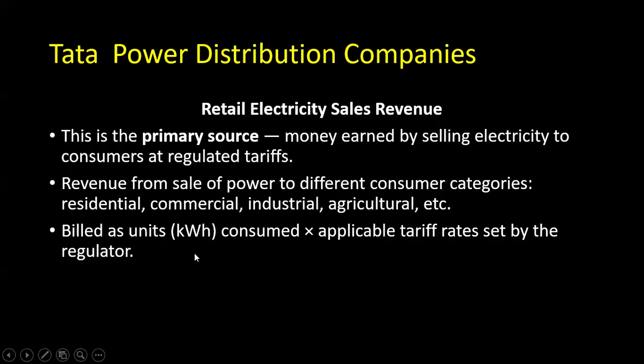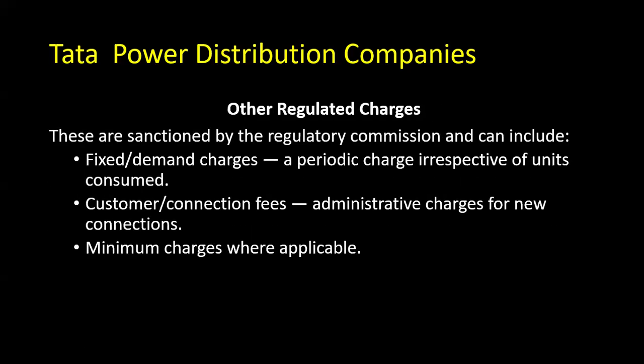And as I said, it's billed in units. So revenue is equal to billing in units multiplied by the applicable tariff. And these tariffs are decided by the regulator. Other regulated charges also. For example, companies often have a fixed charge, a periodic charge monthly or quarterly, which is independent of the units consumed or units purchased or units billed.